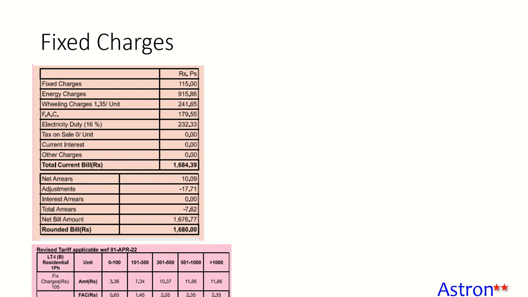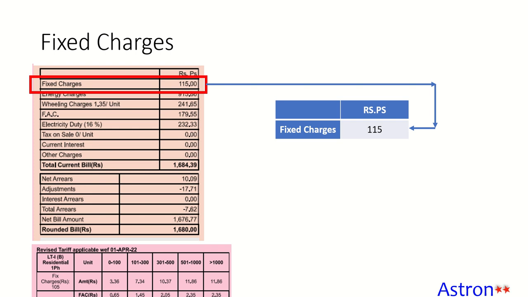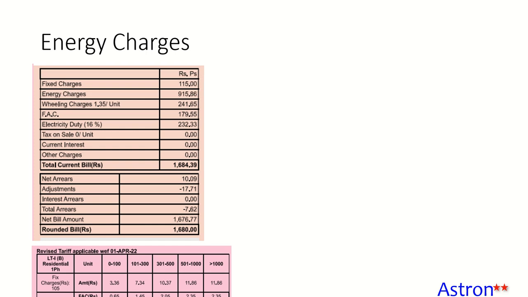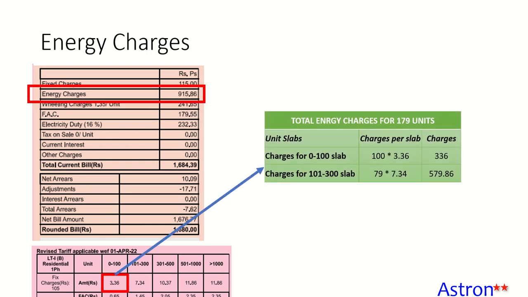So let's see the charges one by one. There are fixed charges. These we have to pay whether we use the electricity or not. Then there are energy charges. These charges are applied as per the per unit charges for different slabs. We know that we have consumed 179 units. So for the first 100 units, we are charged 336 rupees. For the next 79 units, we have been charged 579.86 rupees.